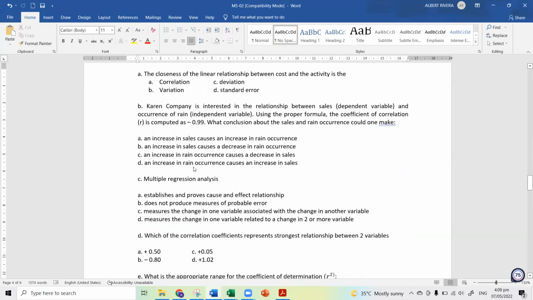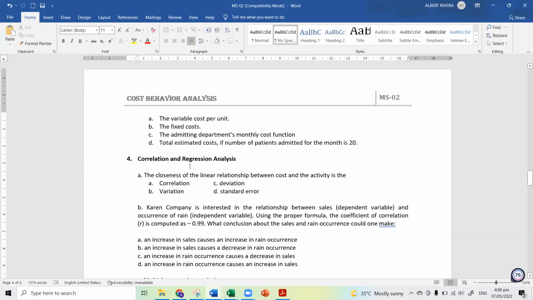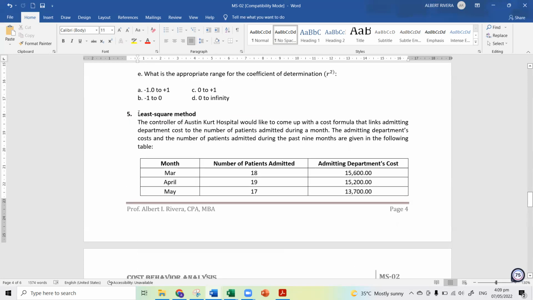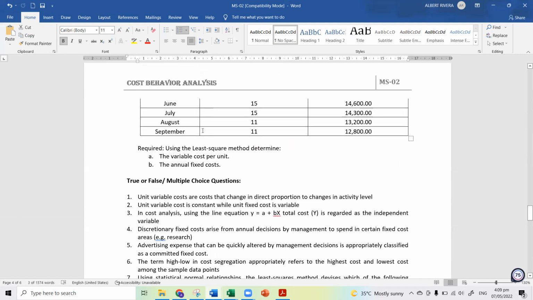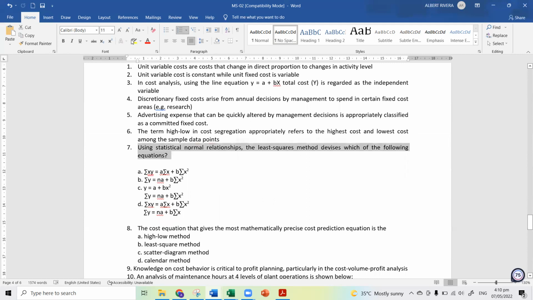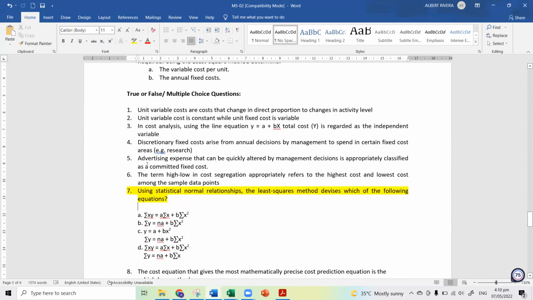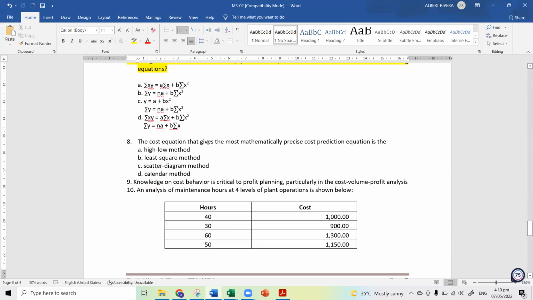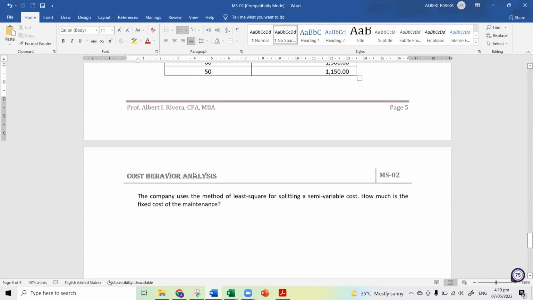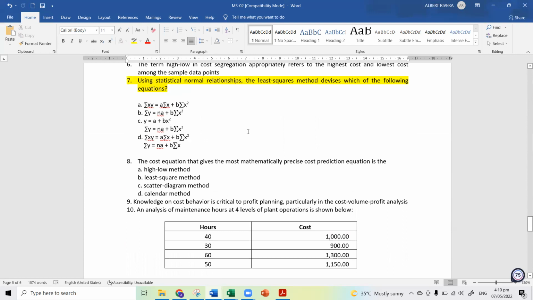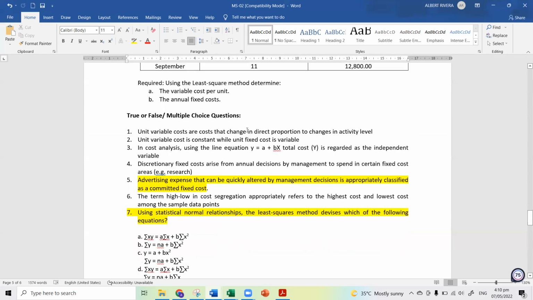So, you will answer 4, 5, 6. Hindi, 5 yata. 5 wag muna. Least square method. Tapos dito, iwanan natin. Iwanan din natin si committed. Okay? Ito, sabi niya, least square daw eh. So, wag muna yan. Okay. So, sige. Ano muna tayo dito?